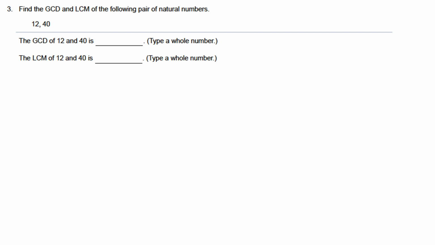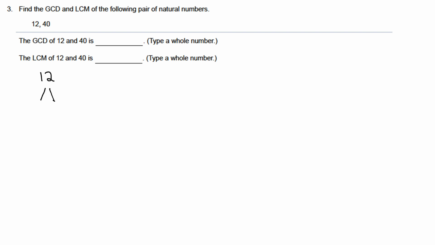Find the GCD and LCM of the following pair of natural numbers: 12 and 40. We're asked to find the GCD and LCM of 12 and 40. To do this, we first want to factor each of those numbers into the set of prime factors. First, we'll write down the number 12.